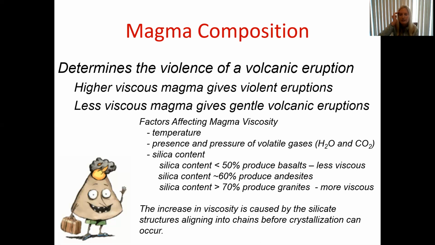So the reason that that silica content is so important is because we know from learning about silicates that they can form these chains or even sheets. So the more chains they have, then the more viscous it will be and the less likely it will be to flow. So more viscosity, more violent.